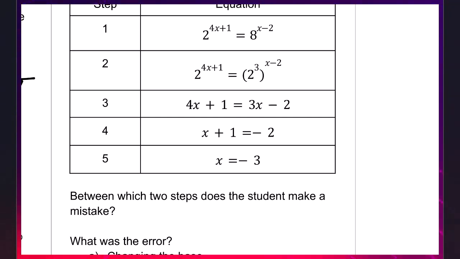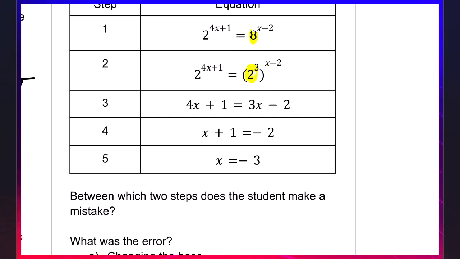So what we're going to do is talk about what's changing between each step. You can see that this 8 has changed into 2 to the power of 3. So that's just one of those techniques that you use to write the same base for both sides. So this is correct.